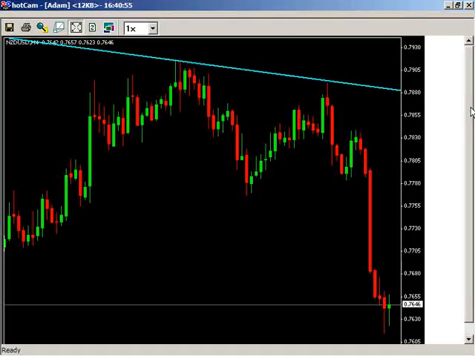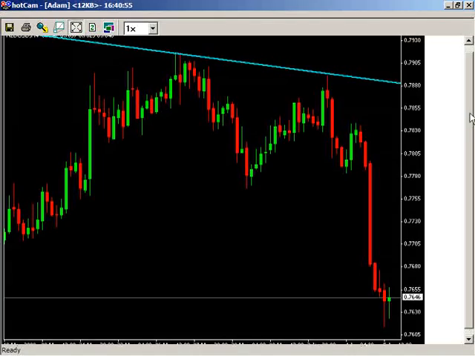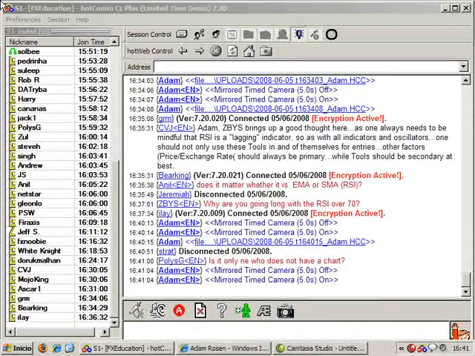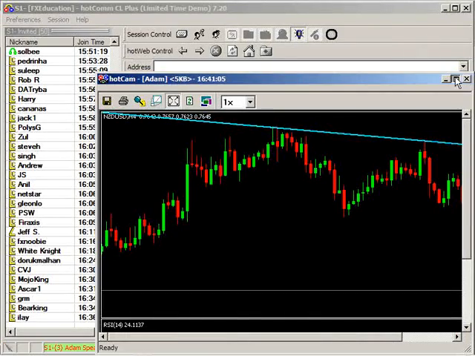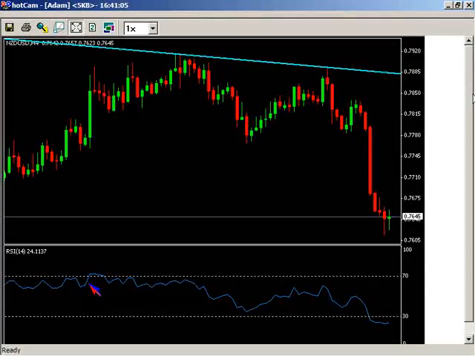Let's play the woulda, shoulda, coulda game. What coulda, shoulda done? RSI crosses above 70. I'll refresh my charts. RSI crosses above 70. Market is strong. RSI immediately crosses back below 70. Not a bad spot to sell short.